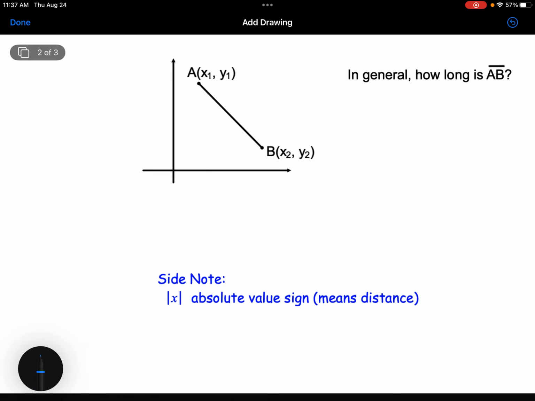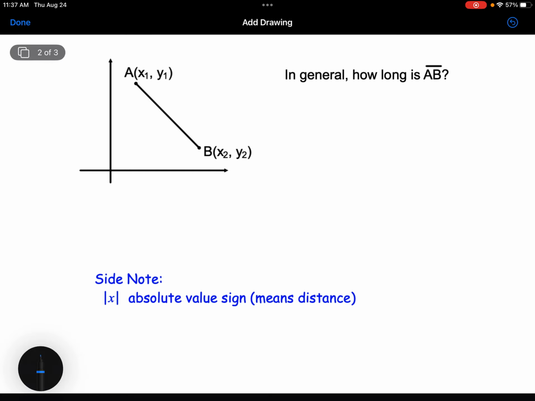So if we were doing this in any situation in general, I'm going to write out a formula for the length of a line, the length of AB, the length of any line. And length is always going to be an absolute value. So we're never going to take a negative number, because when we're looking at length, we never have to consider that. We're always going to have the absolute value of our answer.